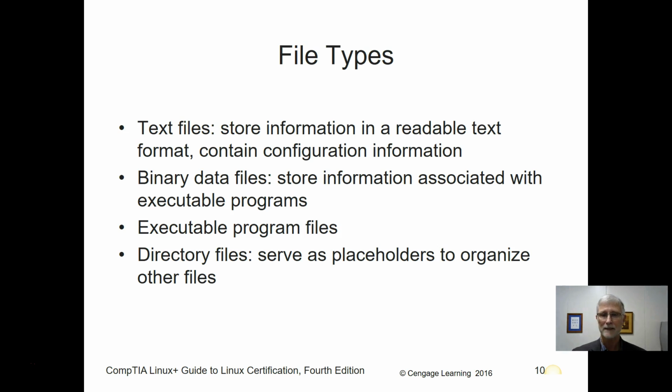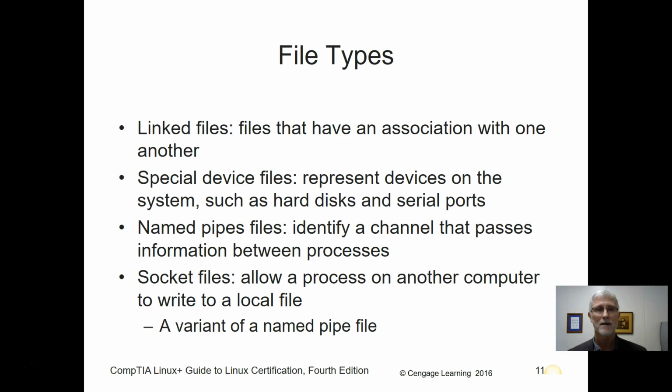Now, the types of files that Linux has: you've got text files, which are just stored information in readable format. You can have binary data files, which store programs that are related to executables. You've got the executable files themselves, and you've got directory folders, and they just serve as placeholders to organize other files. You've got linked files. Maybe they're associated with one another. Maybe you're putting multiple files together in a program. There are special device files, which represent devices of the system: hard drives, serial ports, printers.